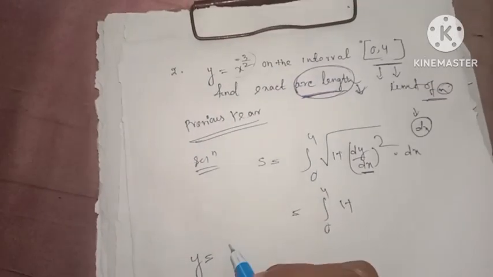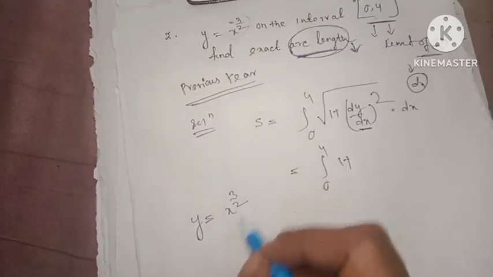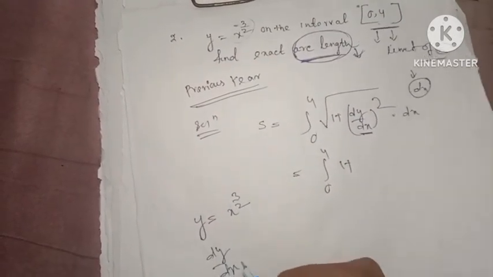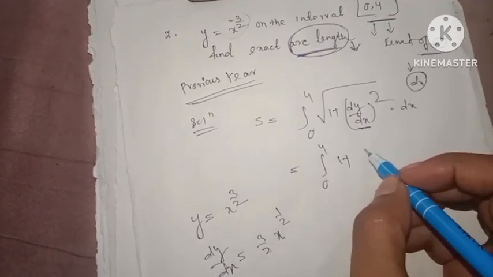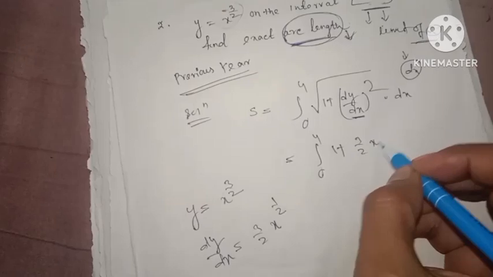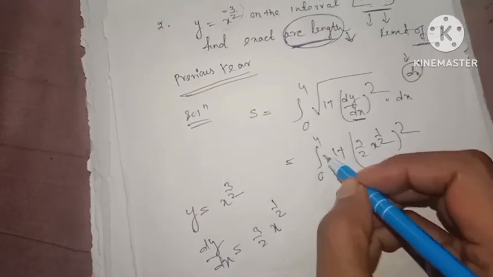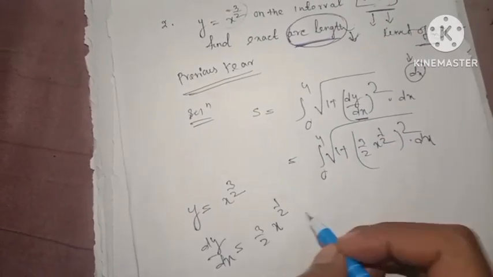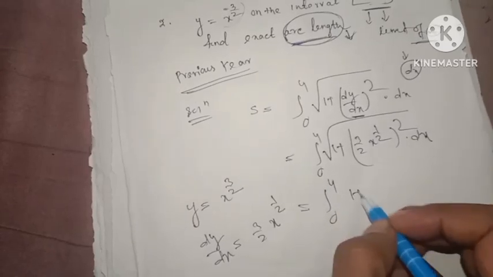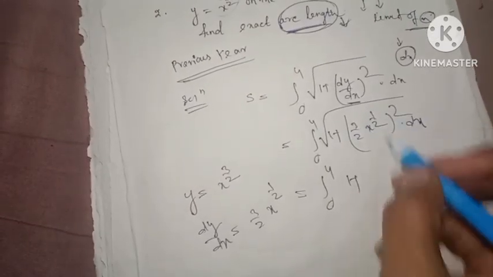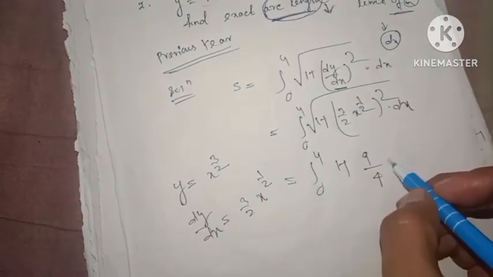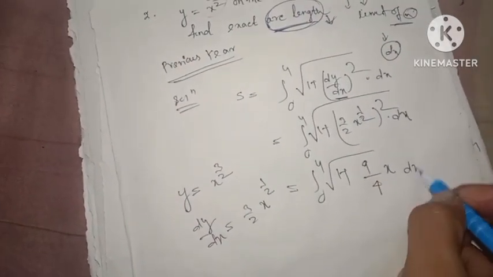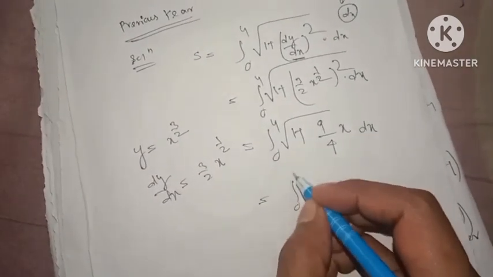So given that y equal to x to the power 3 by 2, the derivative dy by dx is equal to 3 by 2 x to the power 3 by 2 minus 1, equal to 1 by 2. So the derivative becomes 3 by 2 x to the power 1 by 2, whole square, root over with respect to x. This is the integration 0 to 4 of root 1 plus the square: 3 square equal to 9 and 2 square equal to 4, x to the power 1 by 2 square equal to x, dx. So step by step I will solve this question.